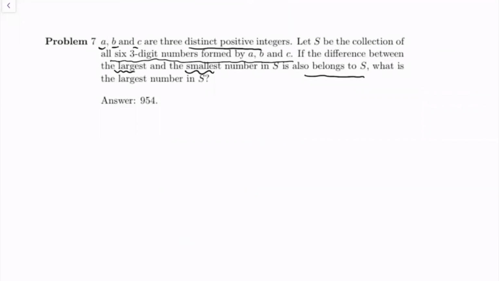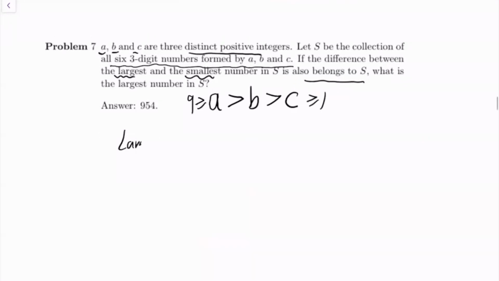Without loss of generality, we can assume that A is bigger than B and bigger than C. It doesn't really matter. This is bigger than 0 because it's positive, let's say bigger than 1, and A is less than 9. Then what is the largest number? The largest number is ABC, and the smallest will be CBA.